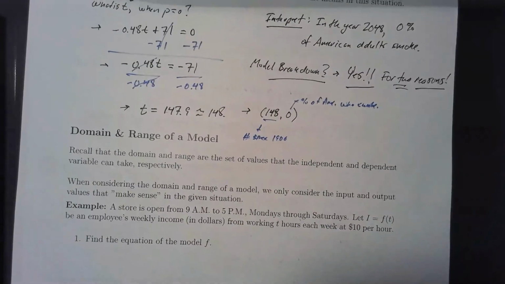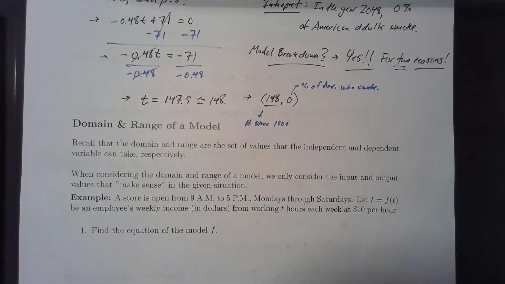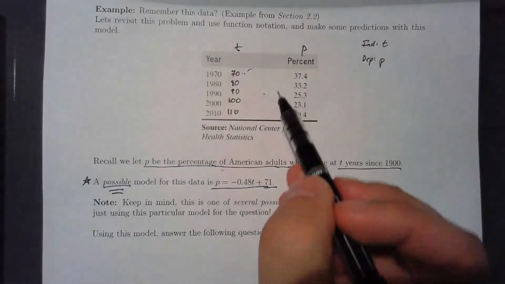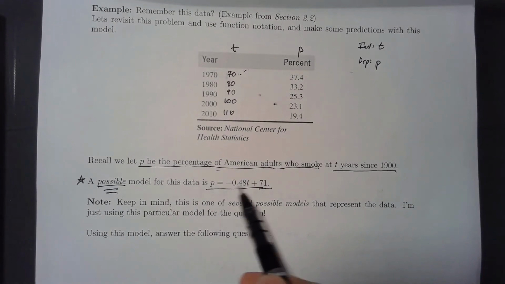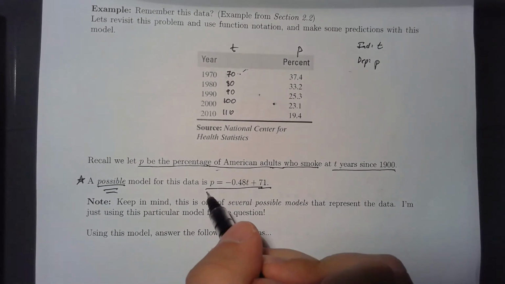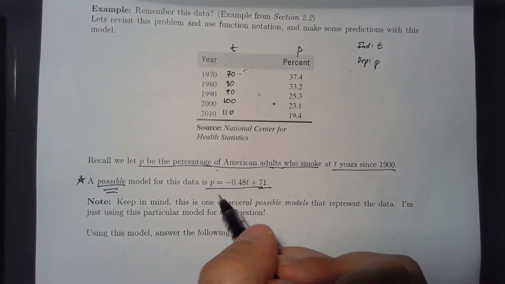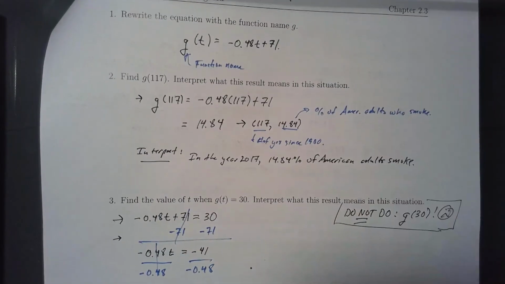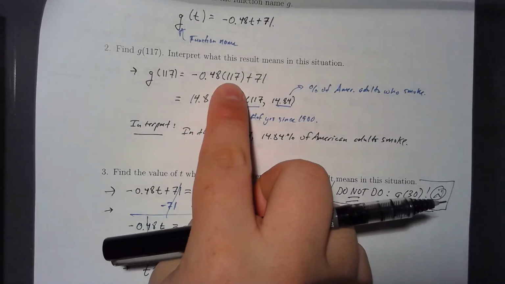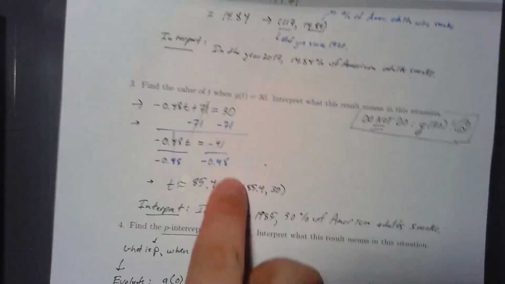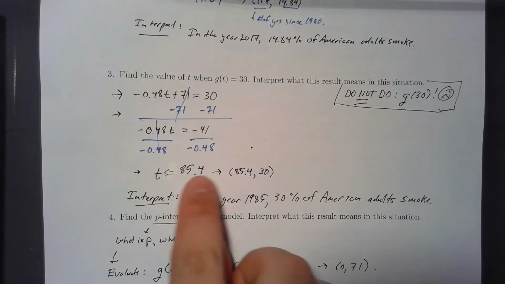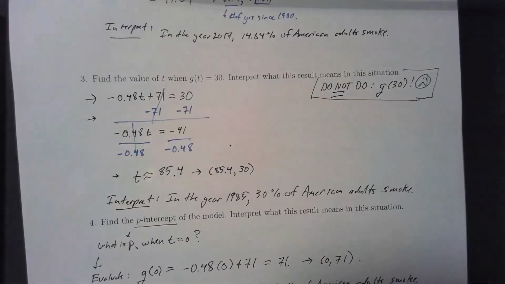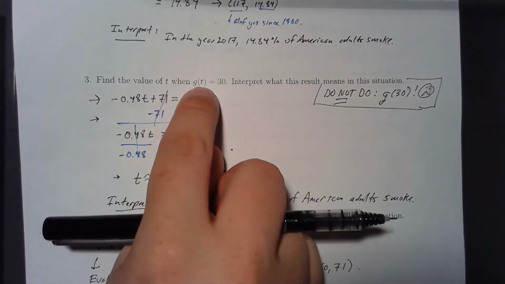So, hopefully when we do modeling now, when you find a model, instead of writing it as an equation, just replace the p with the function name of the input, which is t, which is what we did here. And then just get used to evaluating functions at values and setting them equal to values and solving for the independent variable.